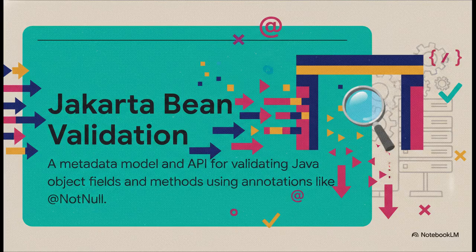When data comes into your API, you have to make sure it's actually valid, right? Jakarta Bean Validation gives you a standard, annotation-based way to do just that. You can add rules like @NotNull or @Email directly onto the fields in your Java classes, and the framework will automatically enforce them. It prevents bad data from ever even reaching your business logic.